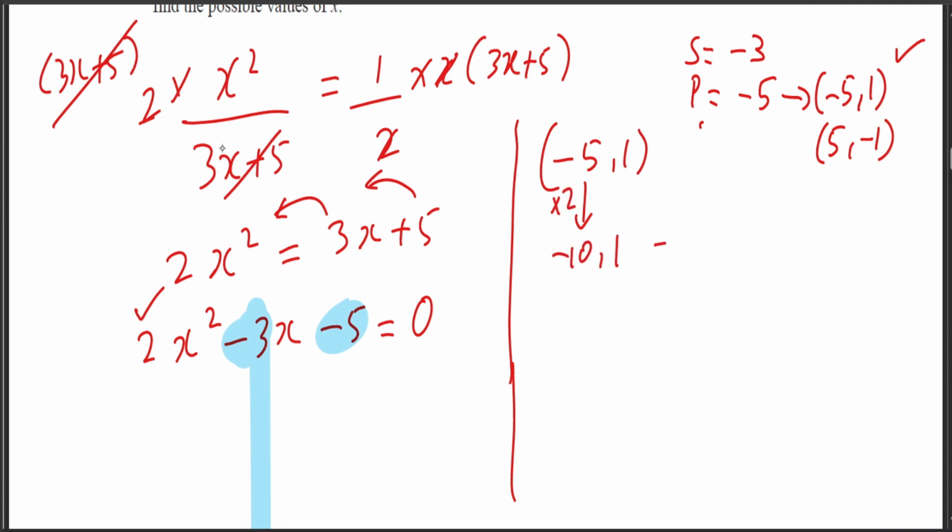Now if you add this together, does it give you negative 3? No, doesn't give you negative 3. Now what if you take 1 and multiply to 2? That gives you negative 5 and 2. If you add them up, does it give you negative 3? Yes. So your combination obviously is negative 5 and 1.